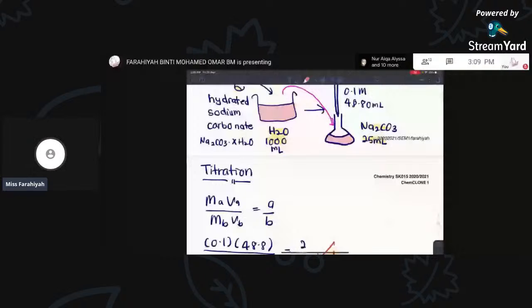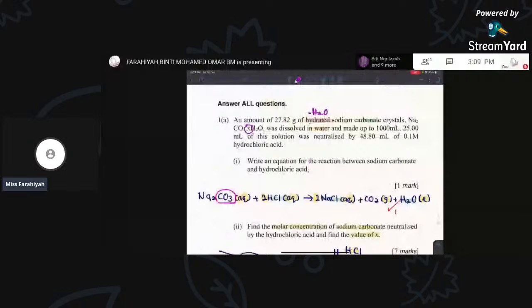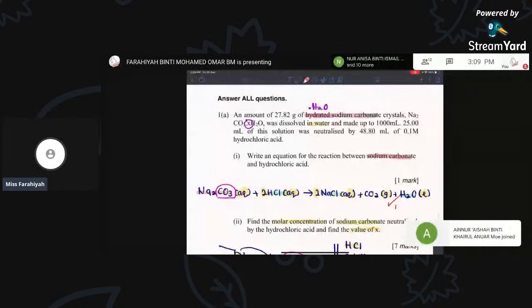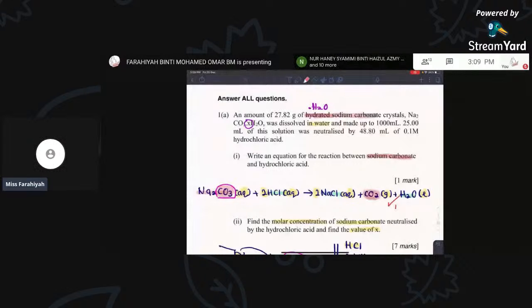Okay, and the story for this question, sodium carbonate. Okay, dia bukannya minta hydrated sodium carbonate, so you kena alert. Dia cuma minta first plus 2 mole of hydrochloric acid produce 2 mole of sodium chloride, carbon dioxide and water. Okay, so yang ni lagi satu saya nak test kamu. Dia tahu tak, carbonate, produk dia akan jadi carbon dioxide and water. Okay, so one mark for balance equation. Balance equation macam biasalah, kena ada state of matter.